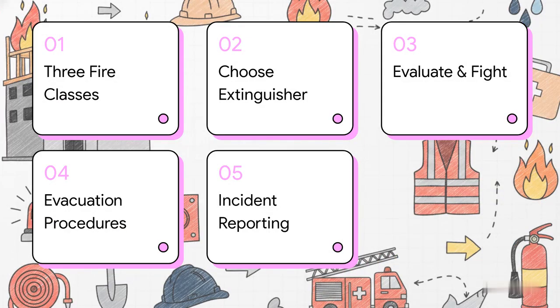To build out that blueprint, we're going to follow the exact chronology of a real emergency. We'll start with the 3 fire classes, talk about choosing the right extinguisher, move into evaluating and fighting the fire, go over our emergency evacuation procedures, and finally look at correct incident reporting.